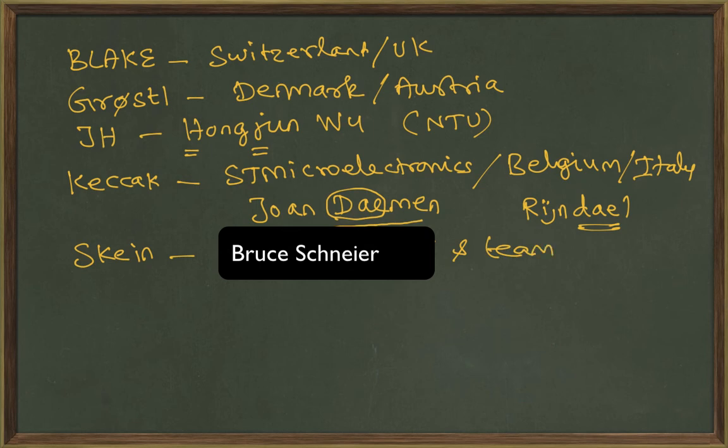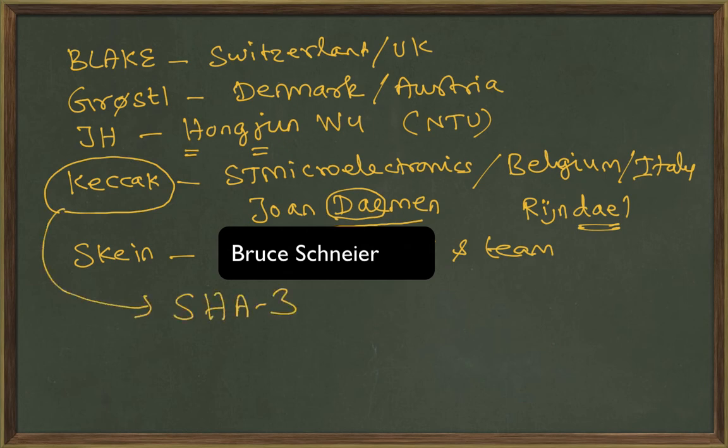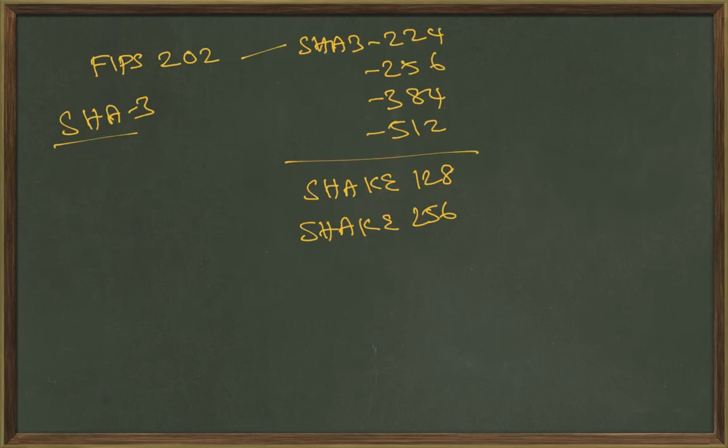So out of all the 5, after thorough scrutiny, finally they selected a winner and the winner was awarded the name SHA-3. So Keccak was renamed to SHA-3 and the winner is nothing but the same guy who won the AES competition. So he also designed AES algorithm. He is also the designer of SHA-3 algorithm. The SHA-3 is standardized in the NIST special publication under Federal Information Processing Standard 202.